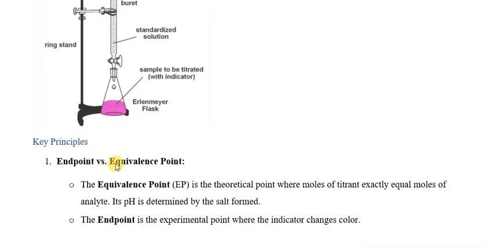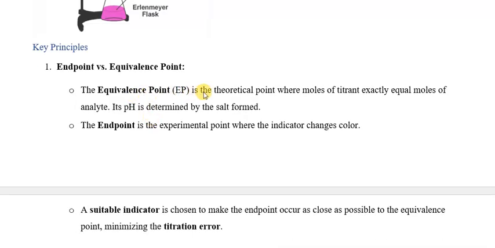Before this end point is the equivalence point. Basically, the equivalence point is the theoretical point where the moles of titrant exactly equal the moles of analyte. Its pH is determined by the salt formed, because the equivalence point in acid base titration is basically the neutralization point. At this point, an equal amount of the titrant, which may be acid or base, has exactly reacted with the acid or base. No extra acid is in the flask, and no more base is present in the flask. That is the equivalence point.